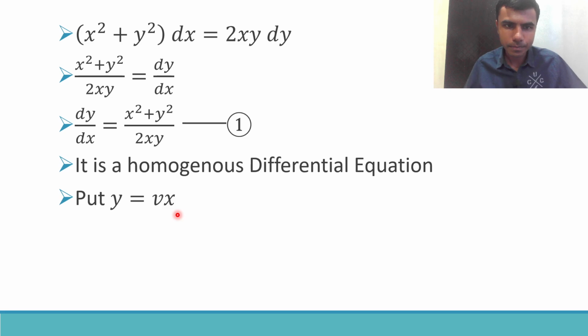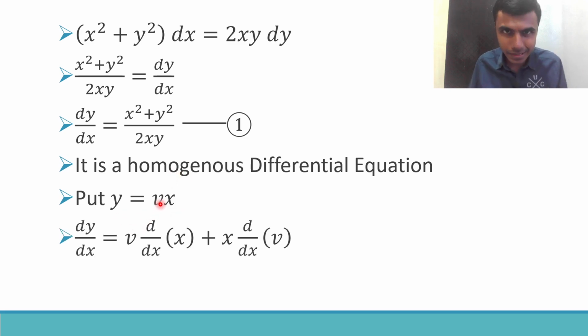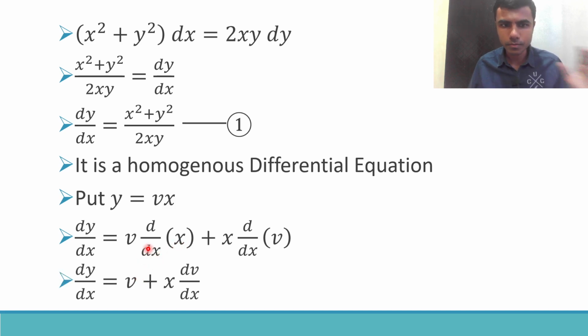If I do that, I'd get dy by dx is nothing but v into derivative of x plus x into derivative of v. Why this? Because I have two variables here, v into x, so I need to use the UV rule of differentiation. So dy by dx is nothing but this, because derivative of x is 1. So v into 1 would be just v, and the derivative of v is nothing but dv by dx. This is what I have.